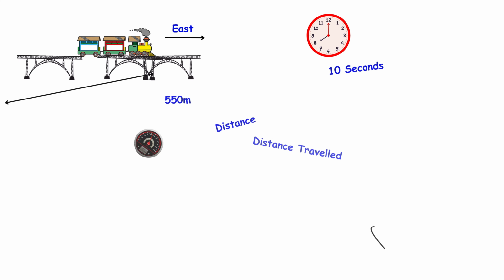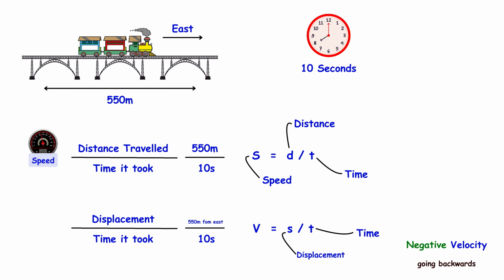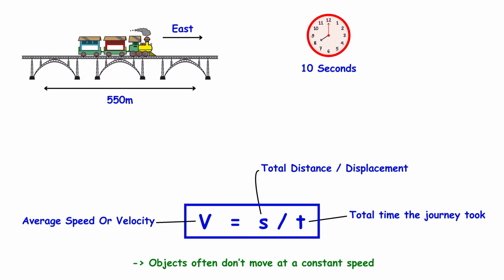Now, if we use the same formula but substitute the scalar distance with the vector quantity of displacement, we obtain velocity instead of speed. If we know the direction in which the train is traveling, such as east, we can state the displacement as 550 meters to the east. Dividing this by the same time interval of 10 seconds still gives us 55 as the magnitude, but this time the result is velocity, which we express as 55 meters per second to the east. Unlike speed, this includes directional information.